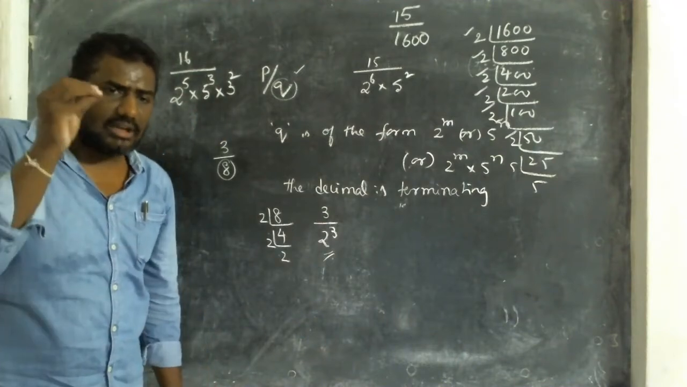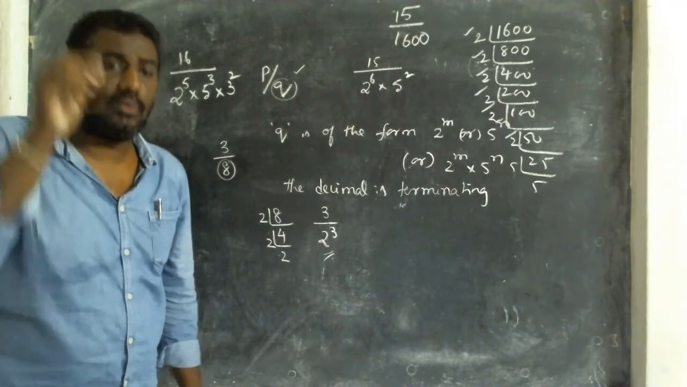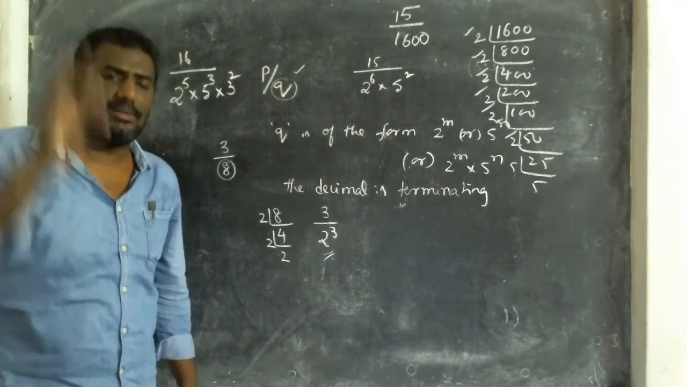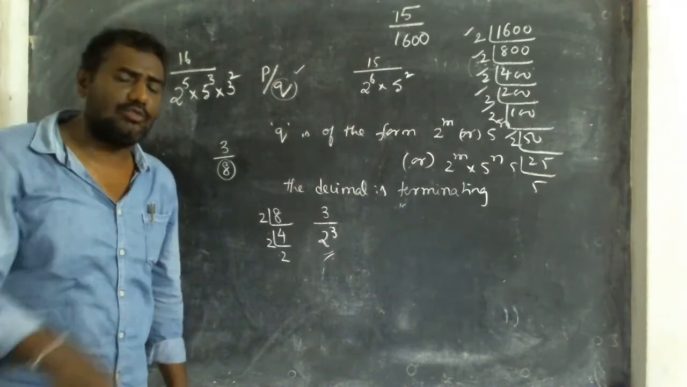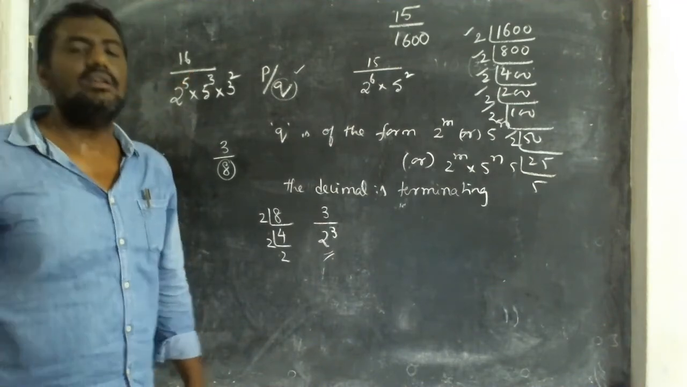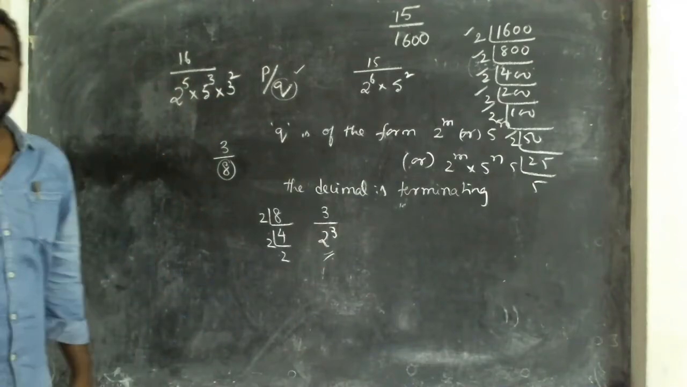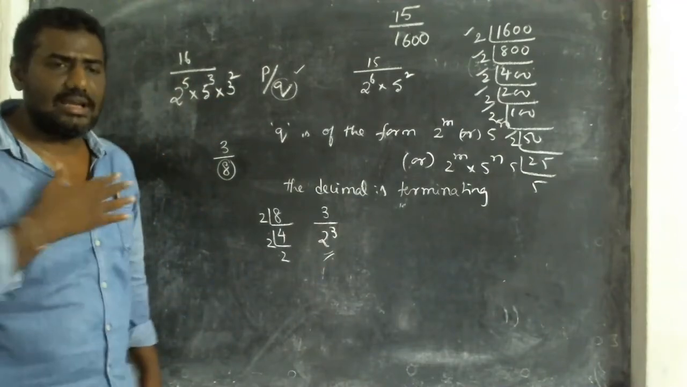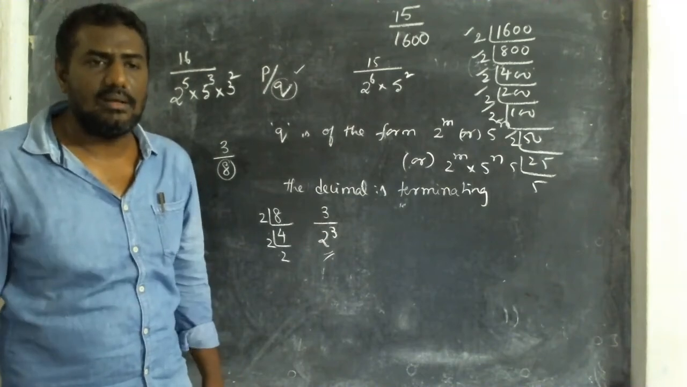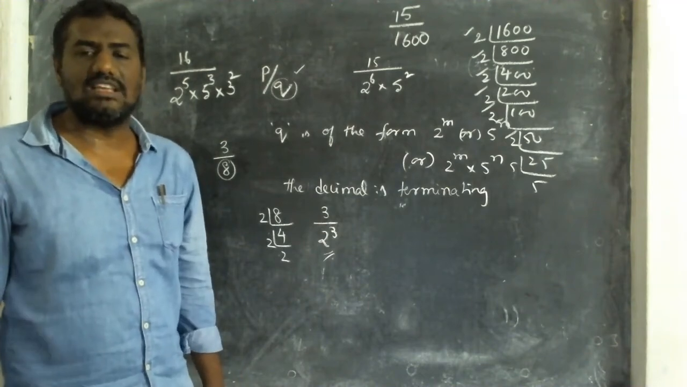So in the denominator we must have only 2 power, or only 5 power, or both 2 power and 5 power. We should not have any 3, 7 or other factors. That extra should not be there. Now here 3 is the extra. Since 3 is there, without doing division I can say it is non-terminating but repeating.